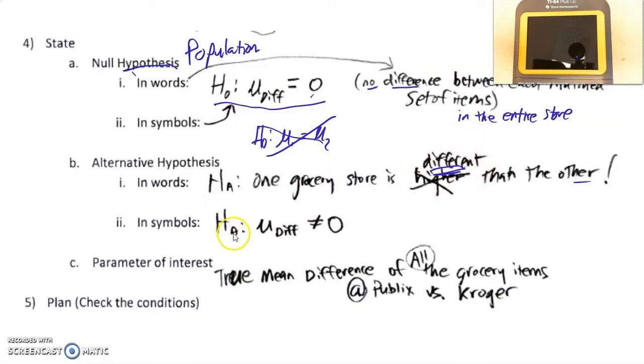And in symbols, the alternative is that the average difference is simply not equal to 0, versus over here the null was that the average difference was equal to 0. Parameter of interest: we're interested in the true mean difference of all the grocery items at Publix versus Kroger.